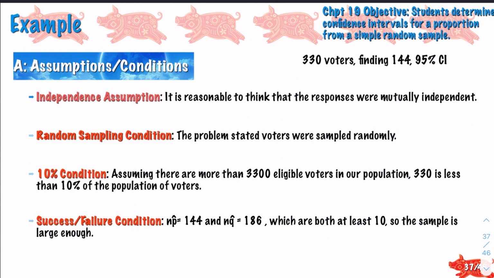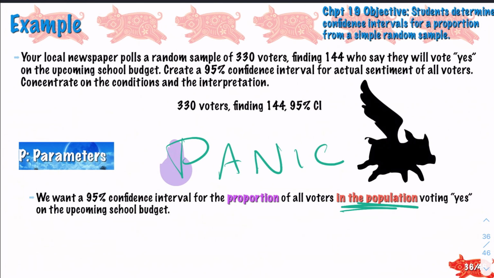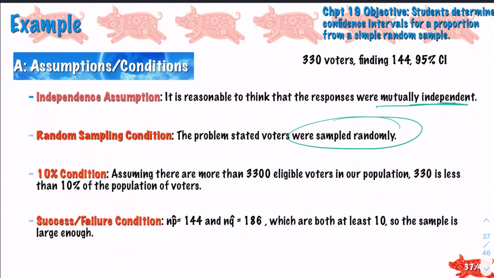Next, we're going to check our assumptions and conditions. It is reasonable to think that the responses were mutually independent. The problem stated that the voters were sampled randomly. How do I know that? It says a random sample, so we're good there. Assuming there are more than 3,300 eligible voters in our population, I would say that 330 is less than 10% of the population of voters. But if we're in some small town in Michigan, 330 might be too big.